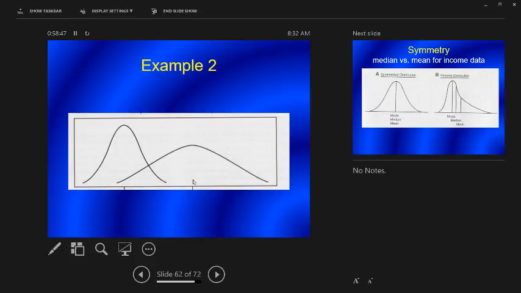And then the third one, symmetry. In this case, again, they're both symmetrical, because if I draw a line down the middle, it's a mirror image. The histogram is a mirror image on the left and right side of the middle for males. Same for females. So both are symmetrical.